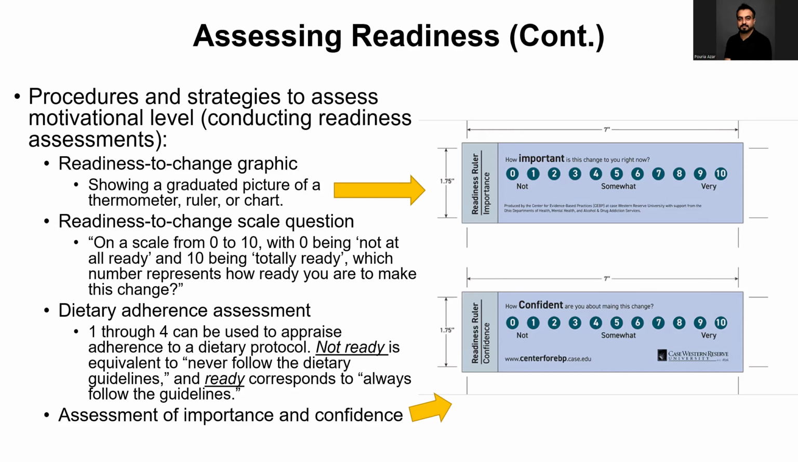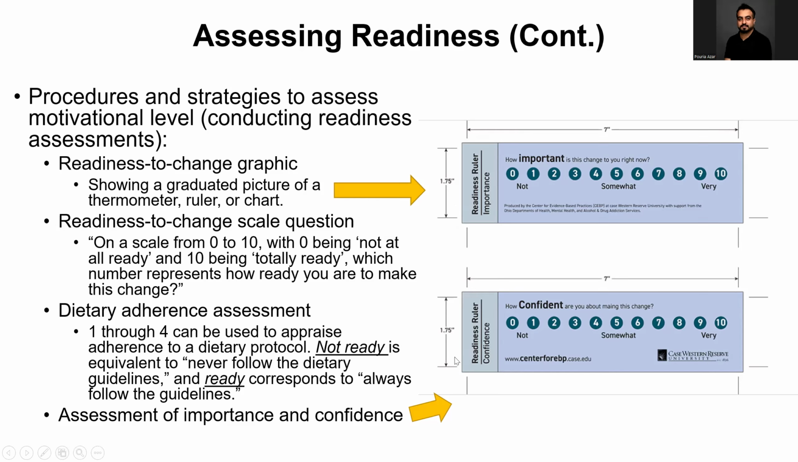We can also use the readiness to change scale question. We don't need to show any graphic to clients, but we can very simply ask this question. On a scale from 0 to 10, with 0 being not at all ready and 10 being totally ready, which number represents how ready you are to make this change?